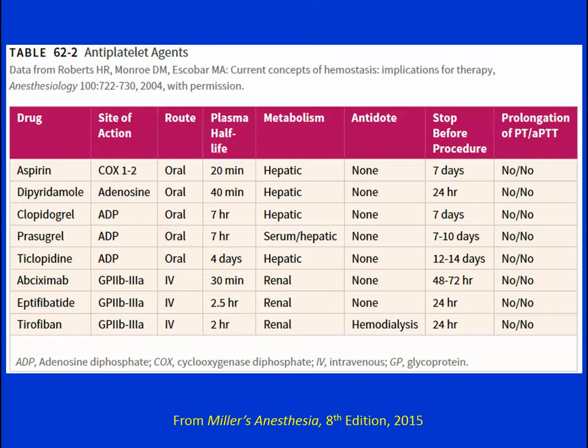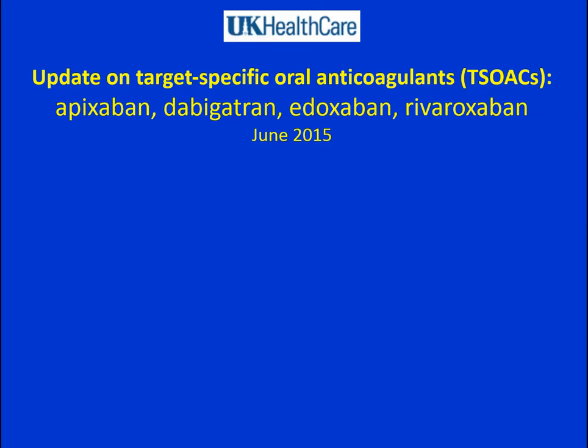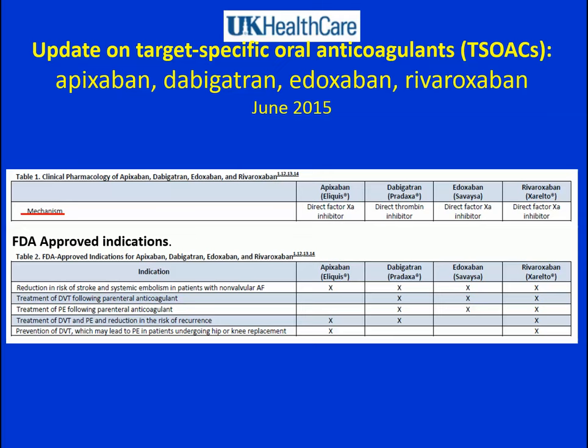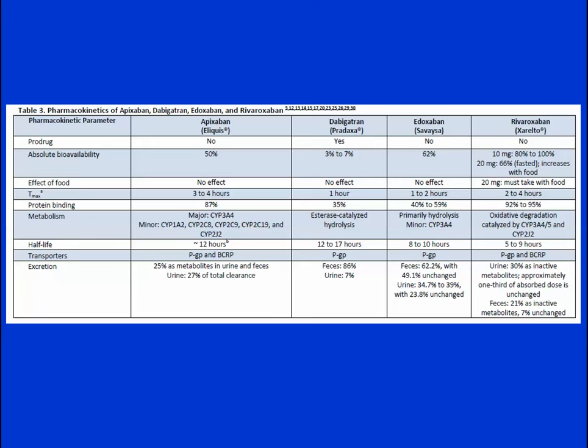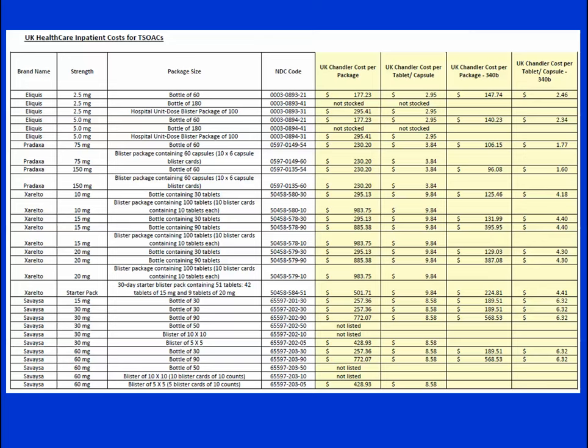I also refer to an update on the new oral agents, which was produced by our P&T committee. And these are summarized on the next few slides. Above are listed the mechanisms of these various drugs, and below are the FDA-approved indications for these drugs. This compares the pharmacokinetics of these new drugs and their contraindications and precautions. And finally, this is the cost of these drugs to University of Kentucky.